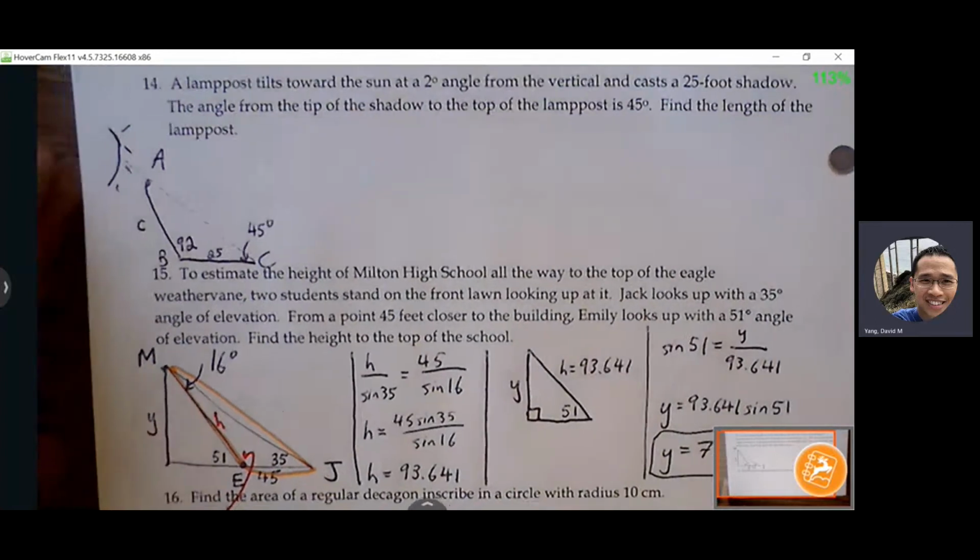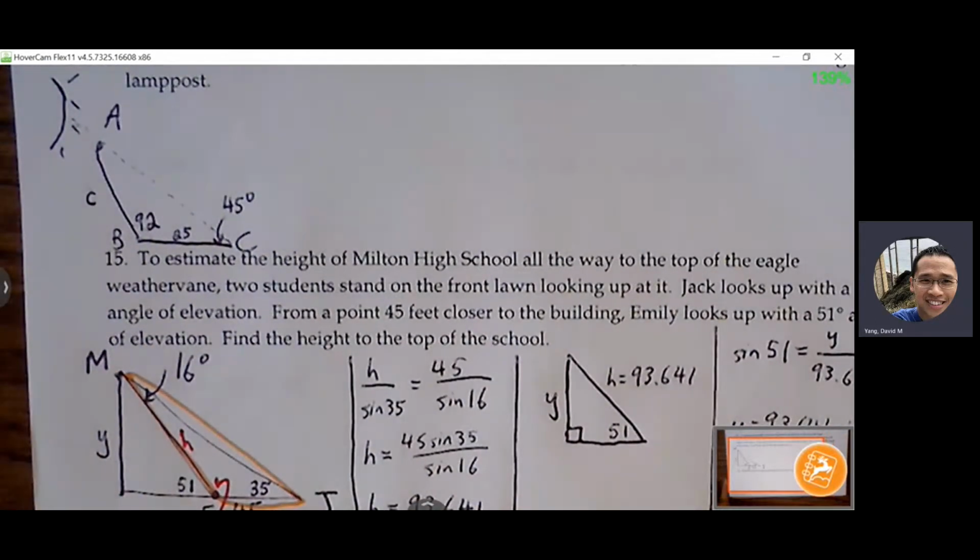Right, the hardest part is just the setup, right? Because once you have a triangle in front of you, then it becomes pretty easy, right? Law of sines.